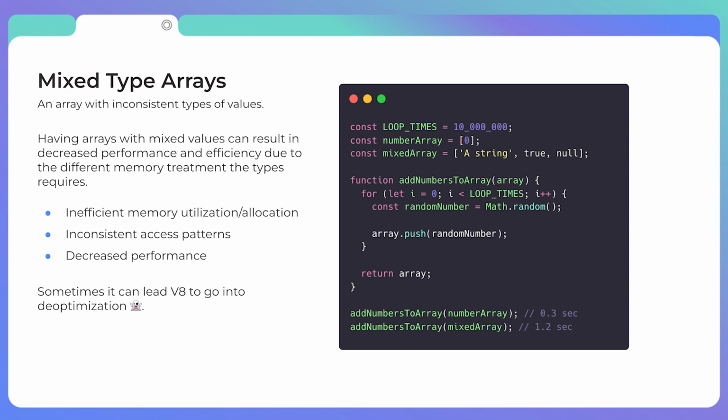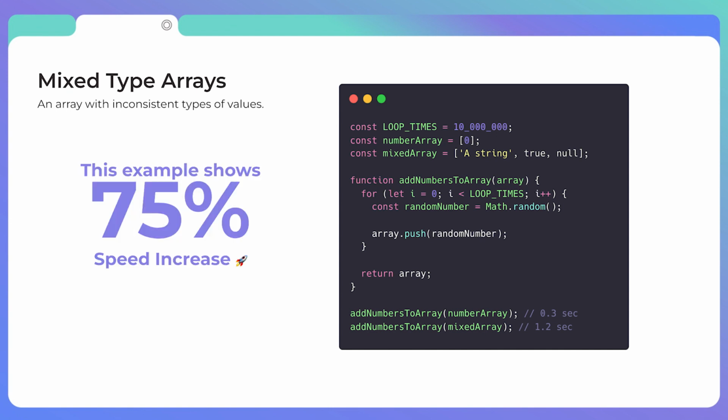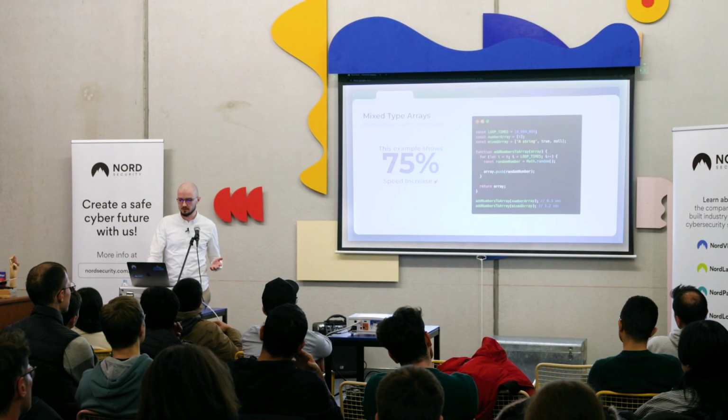And this simple function with the pure array takes 0.3 seconds, and the other one has one string, one boolean, and one null, and 10 million numbers. So basically, it's obvious that we have much more numbers than other types. Still, it takes 75% longer than just pure numbers in the array. Or the same thing with strings.